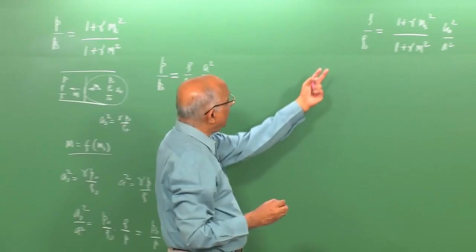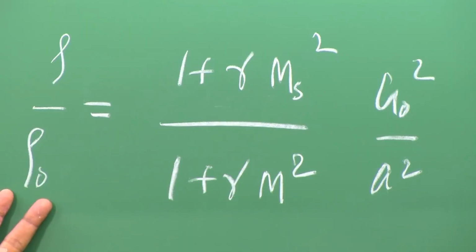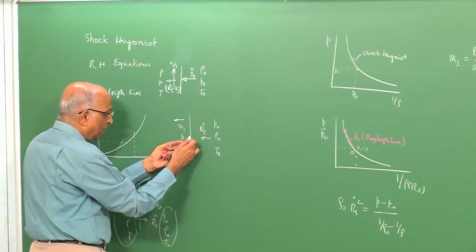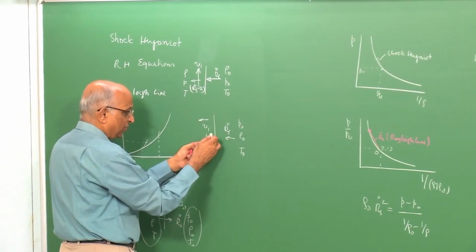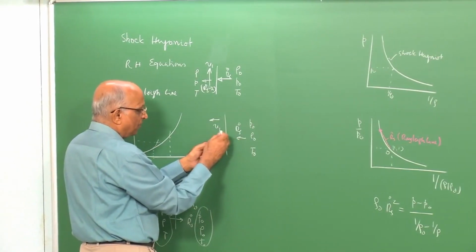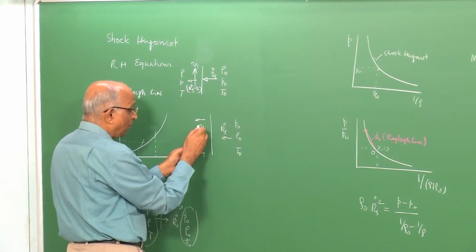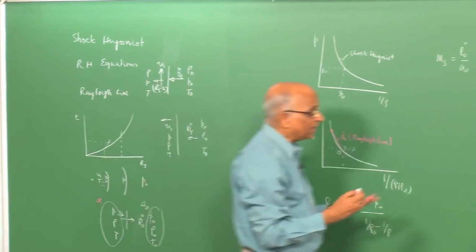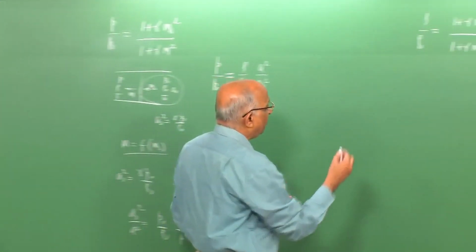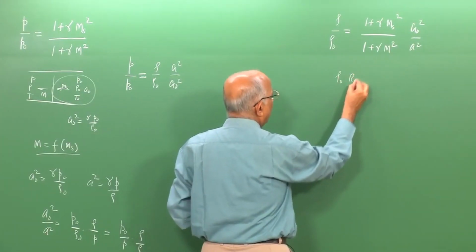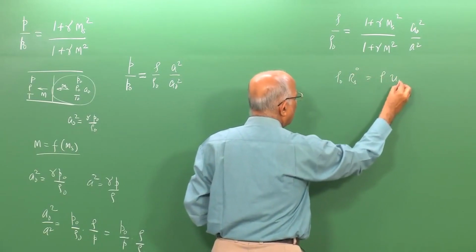Now, we already know the value of rho by rho 0 from the continuity equation. Let us go back to the basic mass conservation equation of the shock. What is it we find? Well, you have the free stream gases coming towards the stationary shock, in the frame of reference of the shock, with a mass flux rho 0 into Rs dot, leaving with a density rho with a velocity u1, and therefore, this is the mass conservation we had, namely rho 0 into Rs dot is equal to rho into u1.